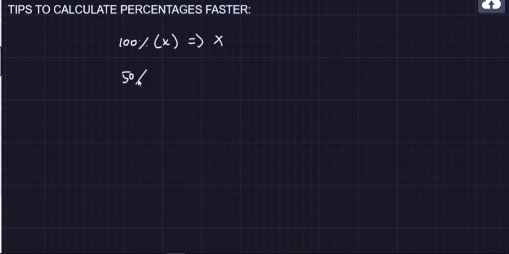Same way, 50% of x would be 50 divided by 100. When you cancel it, you will get divided by 2, which is half of that number. So 50% of x is x by 2.